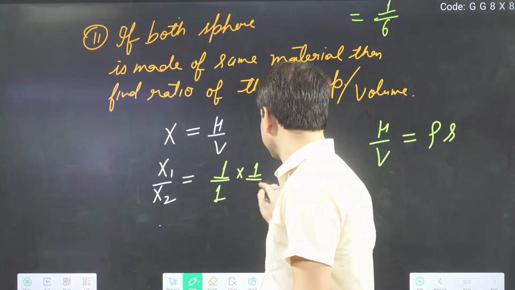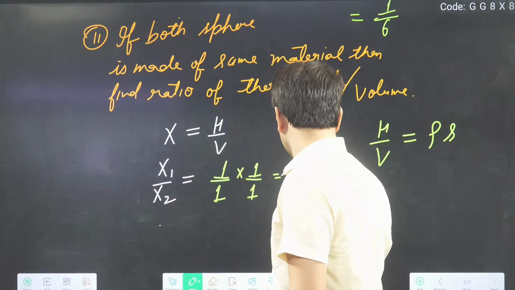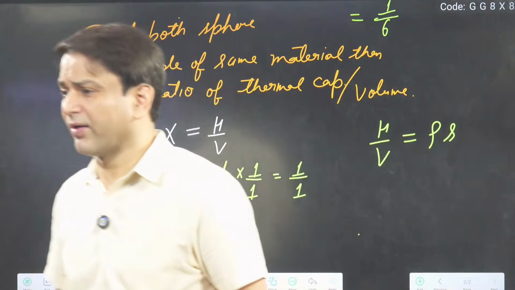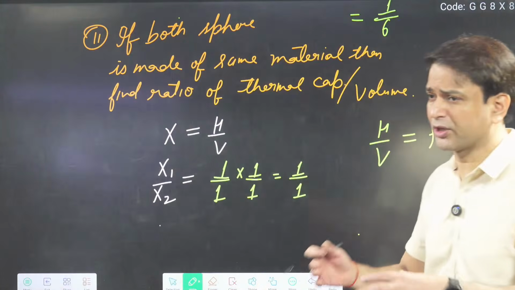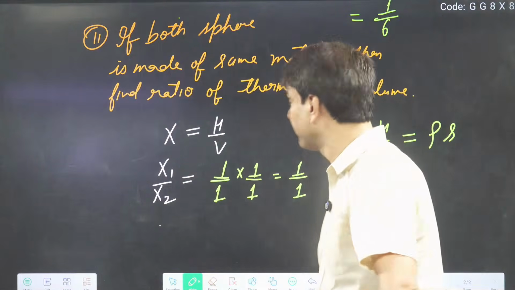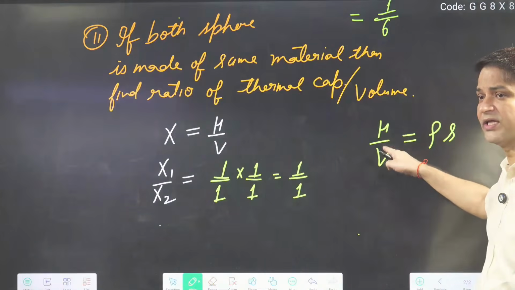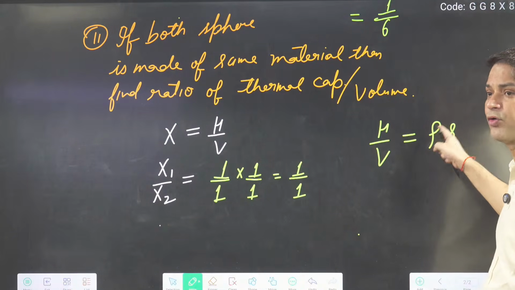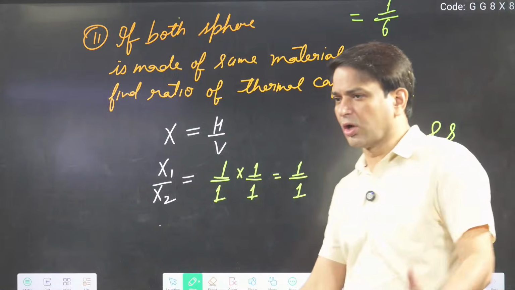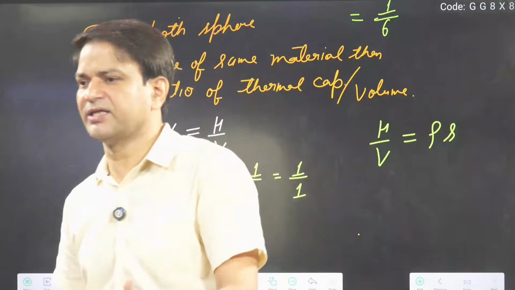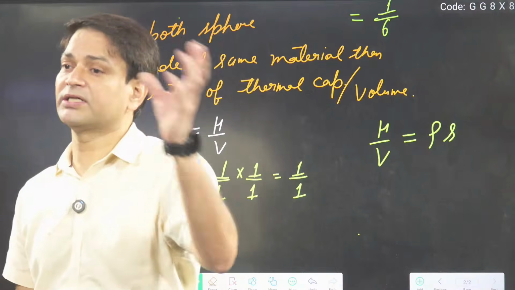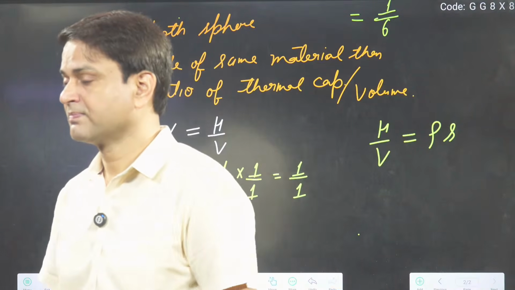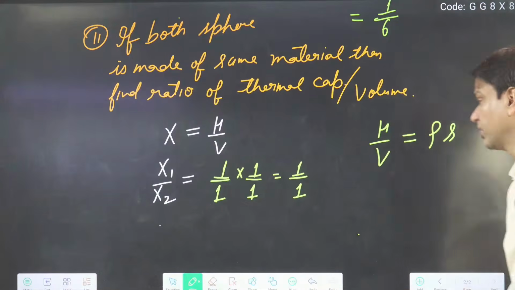Is everybody getting it? Whether the volume is the same or not doesn't matter. Why did I ask per unit volume? Ultimately, volume will go with H by V, and I get rho S. I need the ratio rho1 S1 upon rho2 S2. Solid sphere, same material, means density is the same. Maybe if one is solid and one is hollow, then there will be a problem. Completed? Okay.